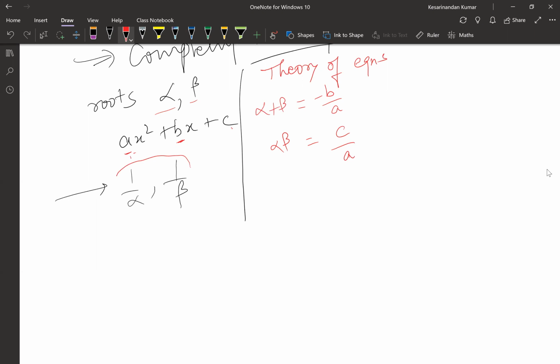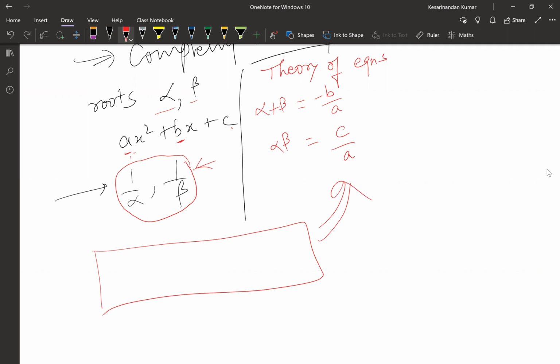Now what if I try to construct a quadratic equation using the roots as 1 by alpha and 1 by beta? What will be my new quadratic equation? Can you use this theory to calculate it? I'm giving you 2 minutes. Try calculating it. If you guys want me to repeat the question once again, do let me know. Otherwise, I'm giving you 2 minutes. Think.